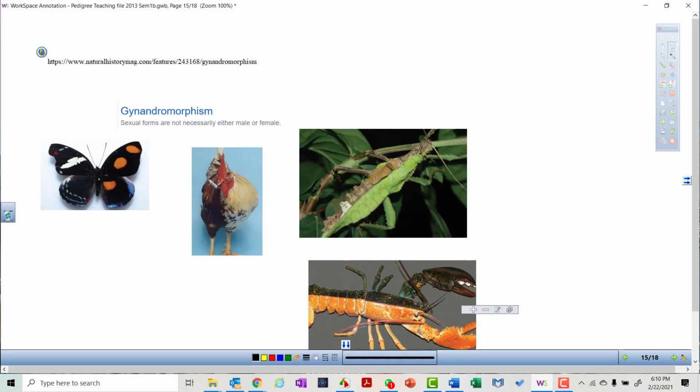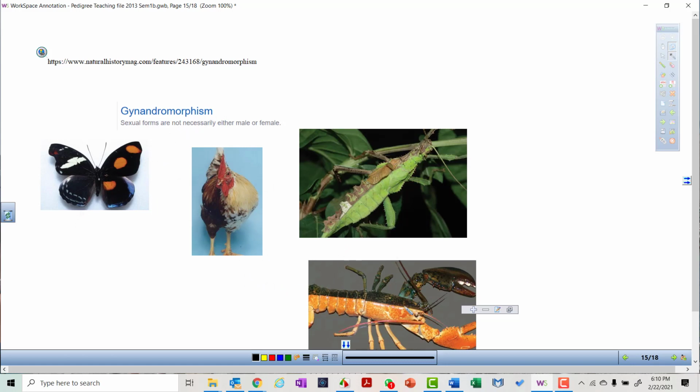There are some interesting animals where, due to a mutation, they exhibit both female and male biological sexes. This is called gynandromorphism, and you'll see this all throughout the animal world.